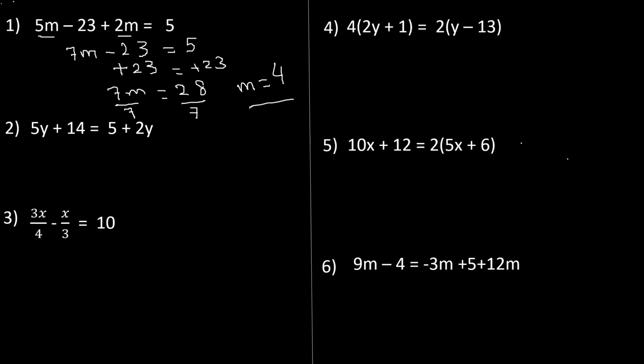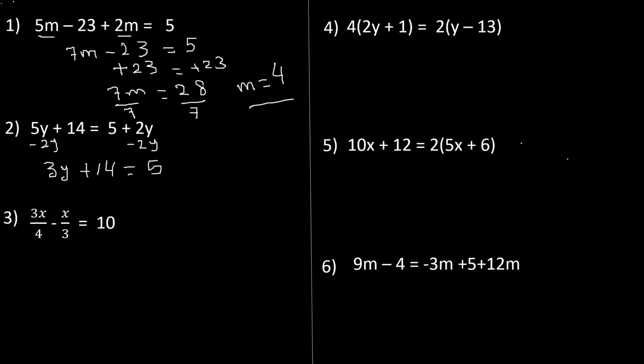For the next example, 5y plus 14 equals 5 plus 2y. In this example, we have the variable y on both sides. So we have to eliminate it from one side. We choose this is 5y and this is 2y, so we will cancel 2y by adding negative 2y to both sides. 5y minus 2y will be 3y plus 14 equals 5.